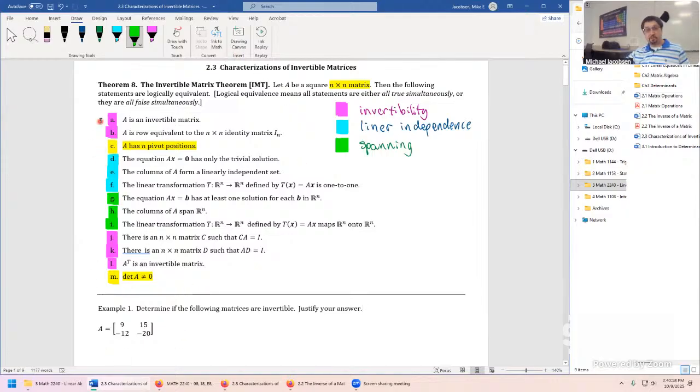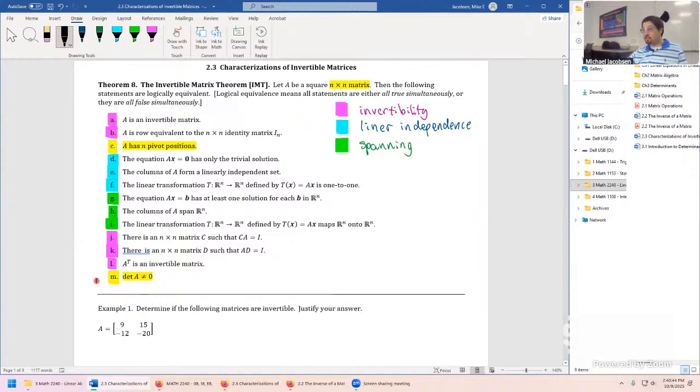It's telling us invertibility is the same thing as independence, is the same thing as spanning for square matrices. All of these statements will either be simultaneously true or they will be simultaneously false. And that's what example 1 is about. It says determine if the following matrices are invertible, justify your answer. And kind of the goal here is to use as few row operations as possible.